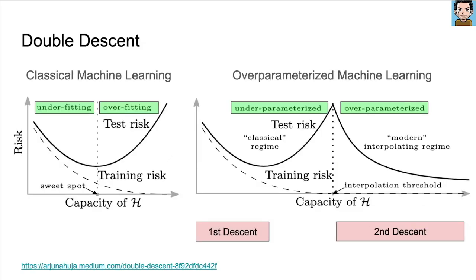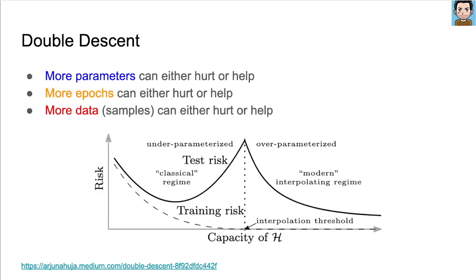The paper shows that this threshold can be moved left and right depending on many factors, but the paper focuses on three factors only. The three factors are the number of parameters, the number of training epochs, and the number of training samples. Depending on these factors, our threshold can move left and right. These factors can either hurt or help our model in terms of generalization error. It is worth noting that the paper doesn't say that these are the only factors. In fact, it is possible that other factors can change the capacity of our model.